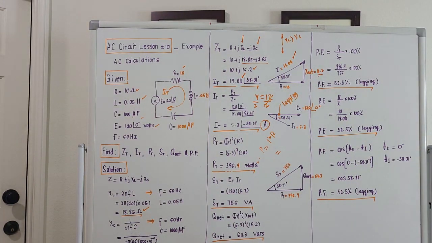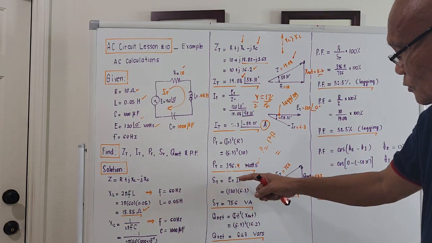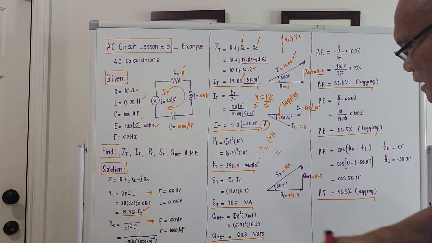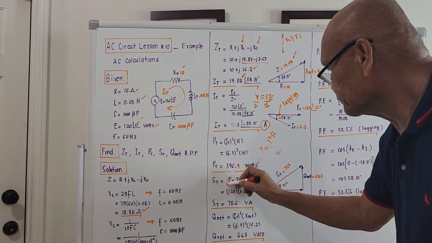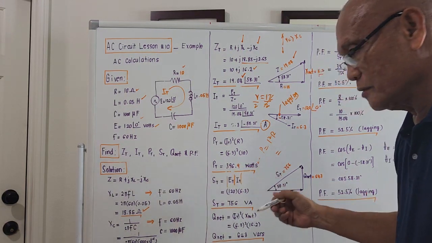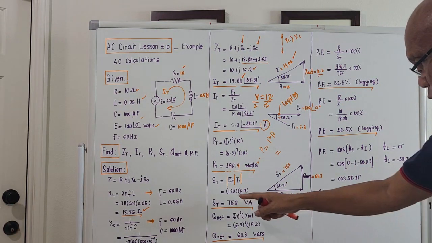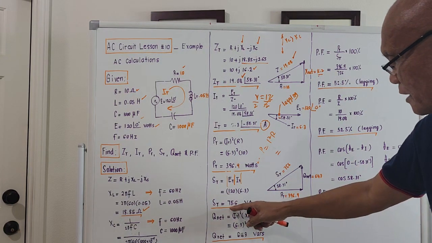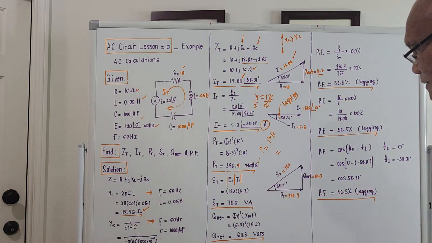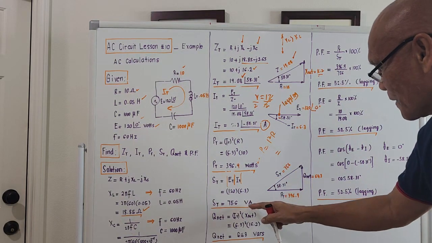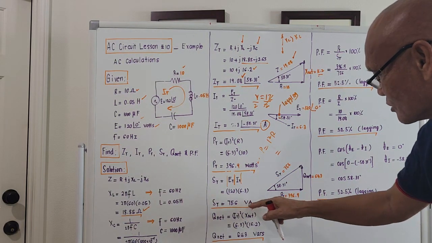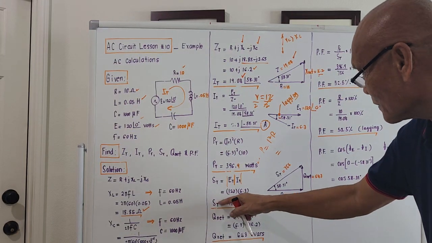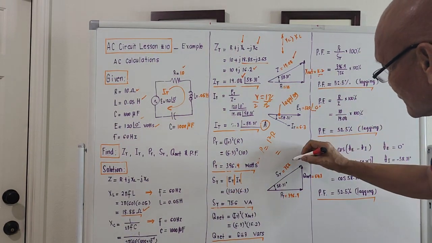Okay, what's next? The total apparent power. Total apparent power is the total applied voltage times total current. Just use the absolute value. No need to write this in polar form. It should be 120 times 6.3. S total now will be 756 volt ampere. Okay? That's the total apparent power. The product of voltage times current is volt ampere. That is total apparent power.